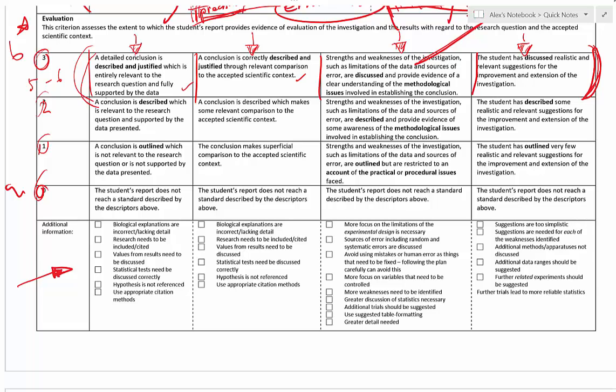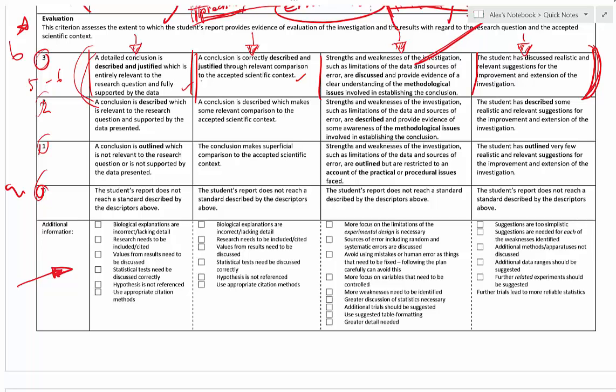So this first column here in the evaluation section is about your conclusion. And your conclusion in an experiment can include some of the analysis of your data. So you can sometimes include that with your conclusions. Some people like to do the data analysis first and then draw the conclusions and then kind of go back to the data analysis. So the data analysis means the statistical tests that you did or calculating the averages.